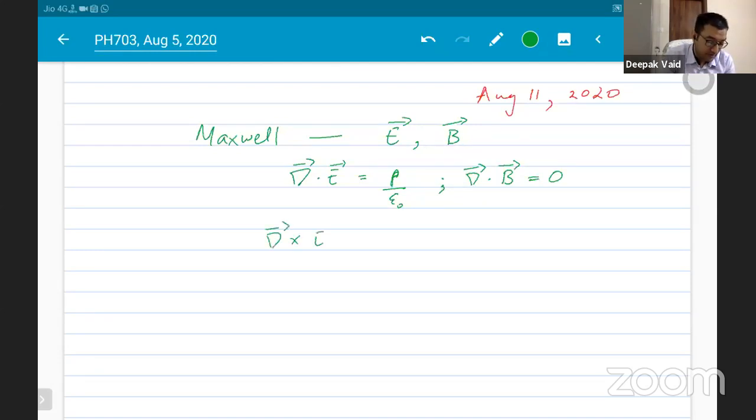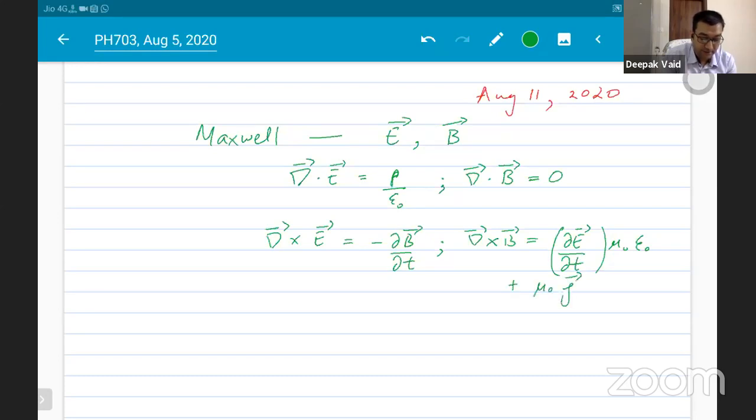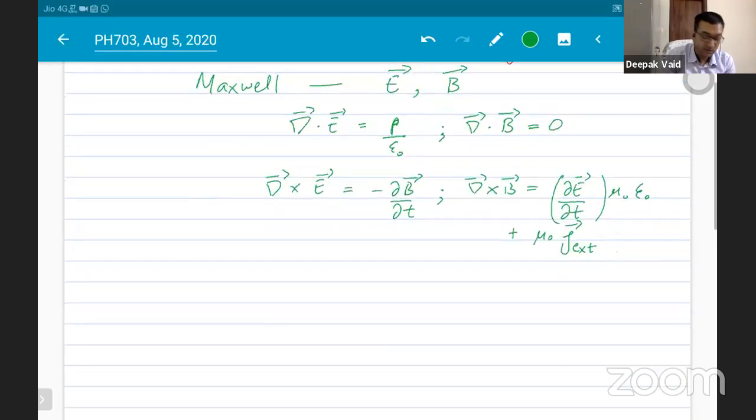Then you have one law for the curl of the electric field, and this is equal to minus the time derivative of the magnetic field. And you have another law. So this one is known as Ampere's law, and this last one is known as Faraday's law. So there is some coefficient of proportionality, and then one more term is there, mu naught J, where J is some current, some electrical current. So this term is known as the displacement current and all that.